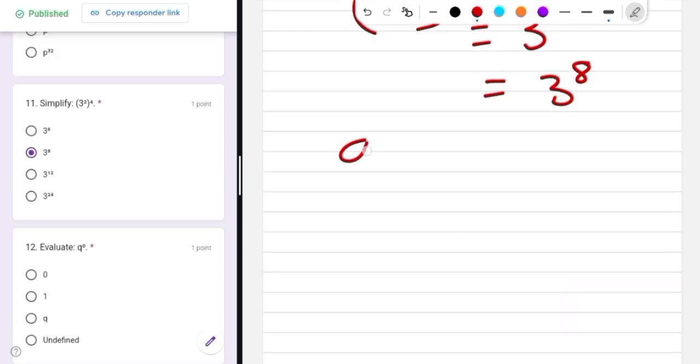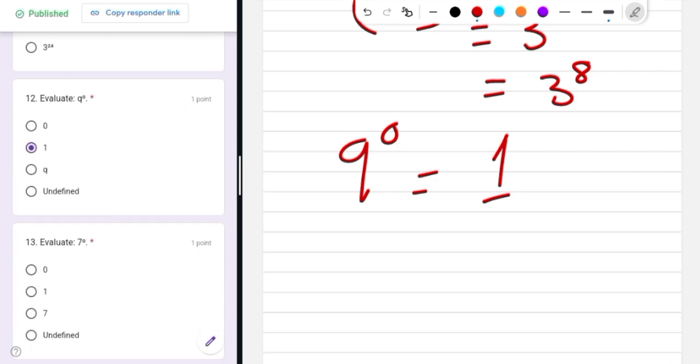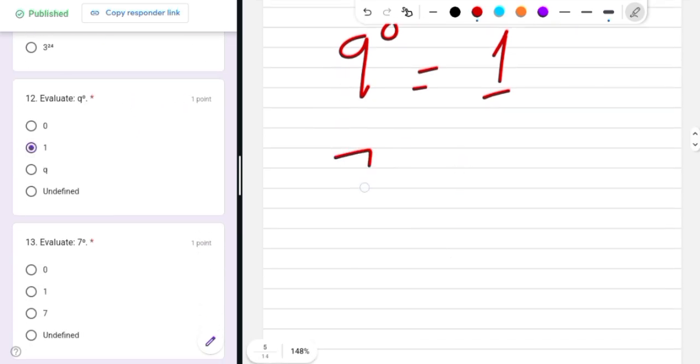Zero index. Any number raised to the power 0 equals 1. Q raised to the power 0 is equal to 1. 7 raised to the power 0 is also equal to 1.